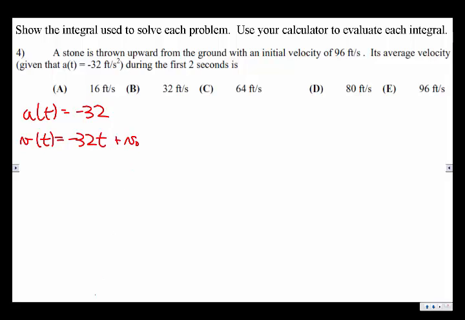That would be as if we took the antiderivative of negative 32, got negative 32t plus c, and then if we happen to know the initial velocity, that c ends up being the initial velocity. And then lastly, the position is negative 32 over 2 t squared plus v naught t plus s naught, the initial position.